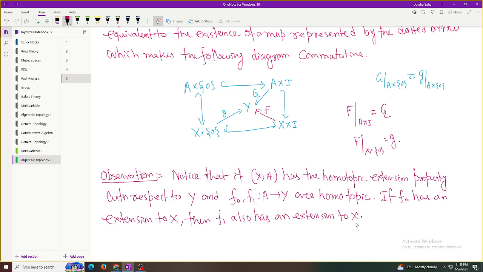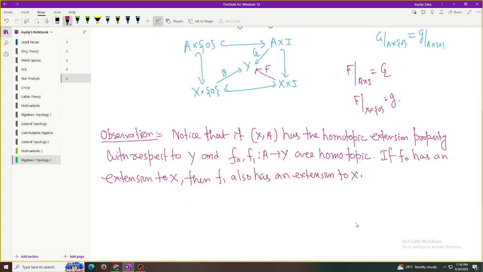Okay, so if they are homotopic and one of them has an extension, one of the maps can be extended to X, then f1 also extends to X. Proof.